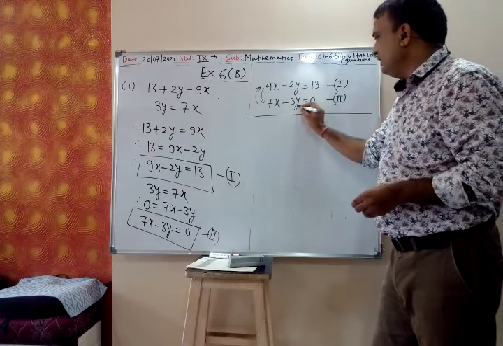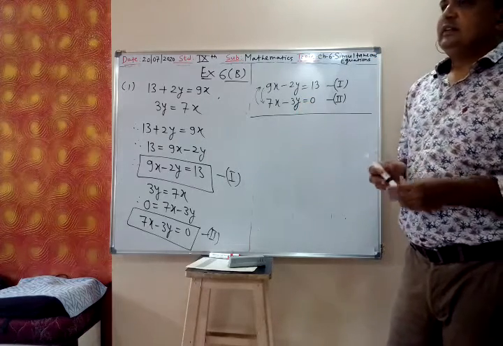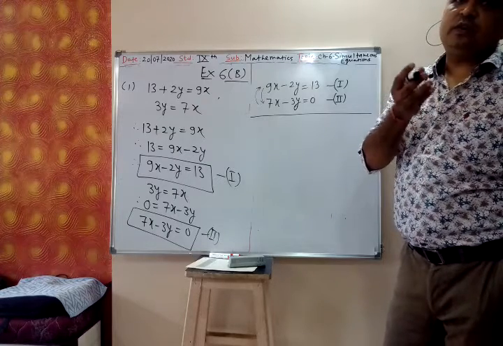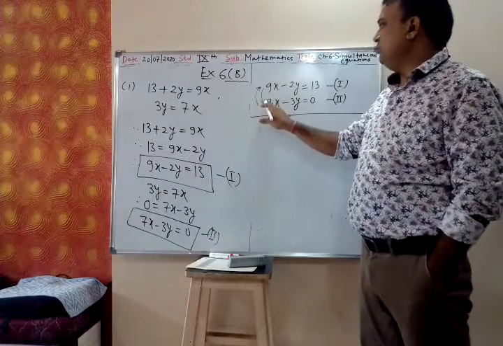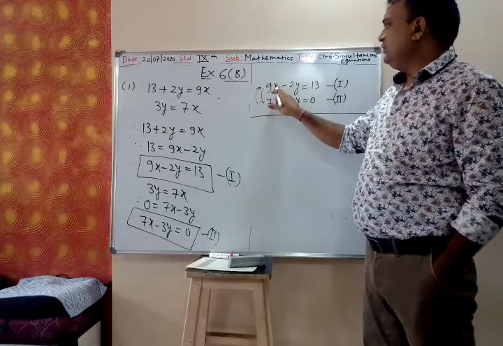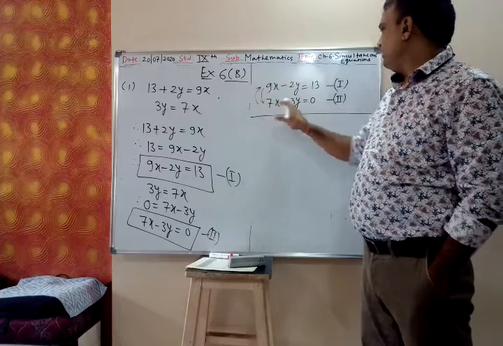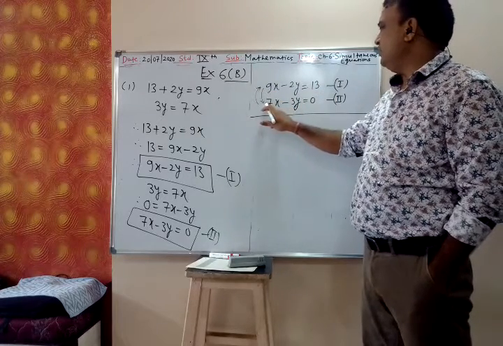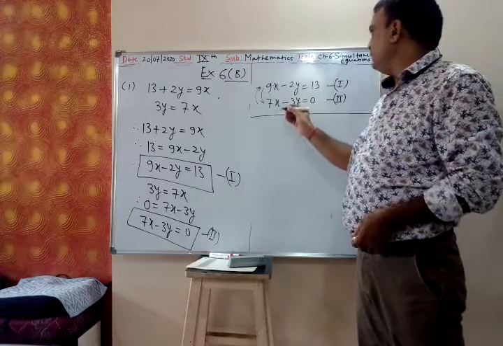You have to make any one. You can equate x also, you can equate y also, anyone. Suppose you want to equate x, then the coefficient of x is 9. So I will multiply equation 2 by this coefficient of x, 9, and equation 1 by this coefficient of x, 7.